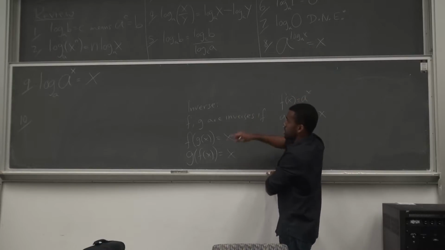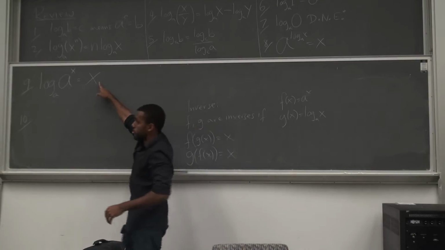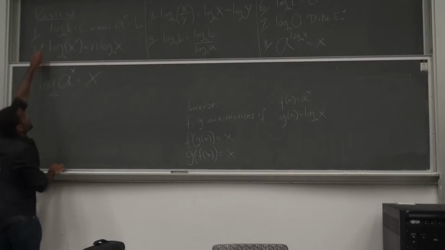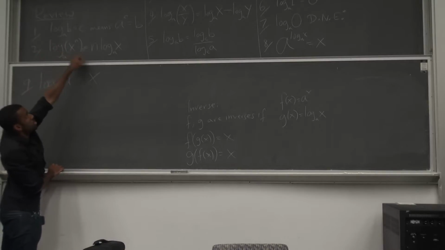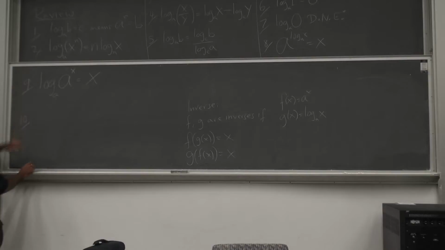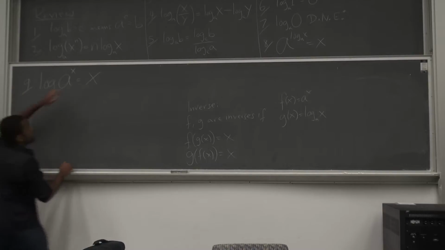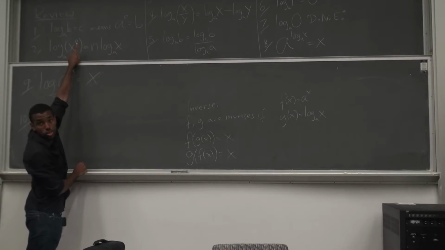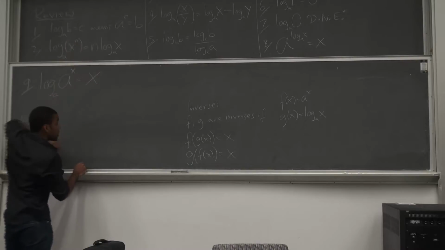And vice versa would be this way. This is the g of f. It will also be x. And that's true because of this guy. The log and the exponential are just different ways to write the same thing, where you're going backwards. One calculates when you raise to the power, the other gives you back the power that you already raised to. So they actually reverse each other.